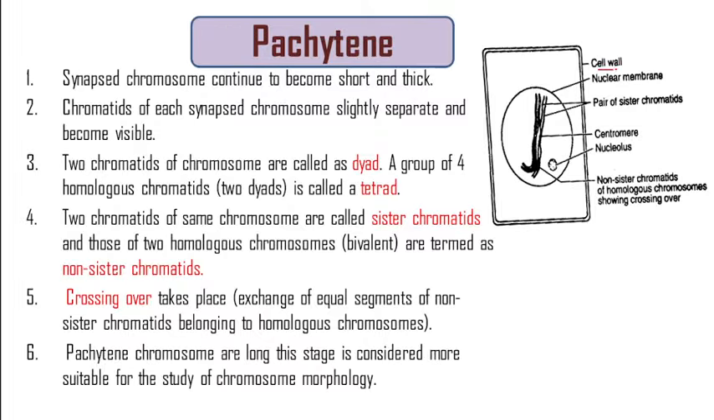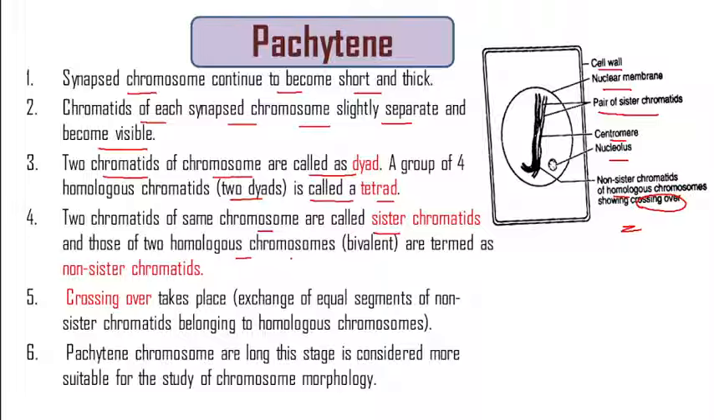Pachytene stage: this is the cell wall, nuclear membrane, pair of sister chromatids, centromere, nucleolus, non-sister chromatids of homologous chromosomes showing crossing over. This is the main characteristic of this particular stage, crossing over. The synapsed chromosomes continue to become short and thick. Chromatids of each synapsed chromosome slightly separate and become visible. Two chromatids of a chromosome are called a dyad. A group of four homologous chromatids or two dyads is called a tetrad. Two chromatids of the same chromosome are called sister chromatids, and those of two homologous chromosomes, that is the bivalents, are termed non-sister chromatids.